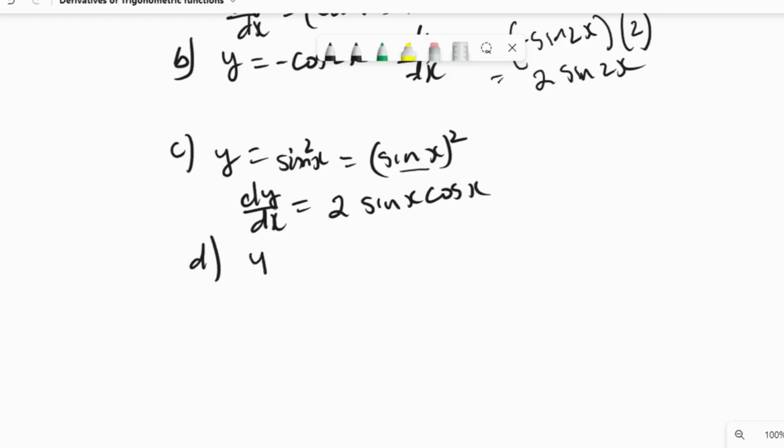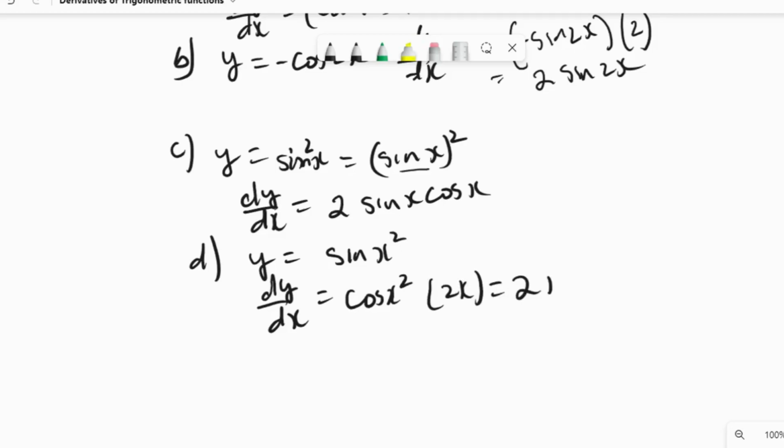If the question was y equal to sine x squared, then my angle is x squared, the sine is not squared. Therefore dy dx, I do not change the angle, sine x squared, the derivative of sine is cosine x squared times the derivative of inside, which is the derivative of x squared, which is 2x, which is 2x cos x squared.